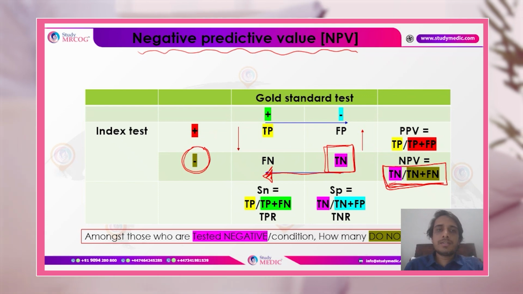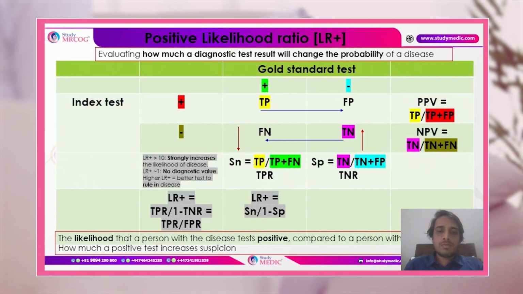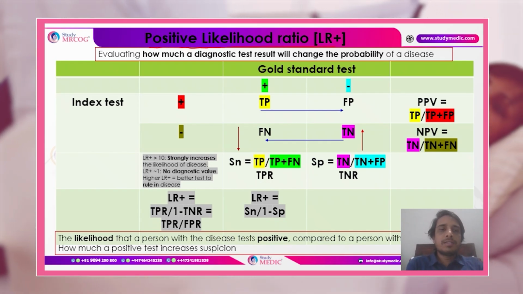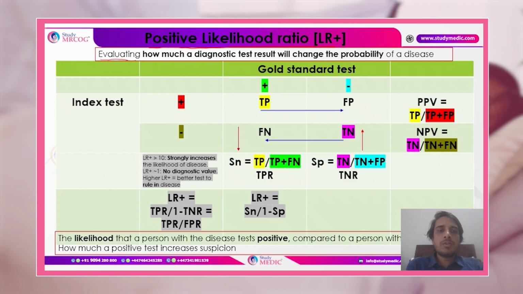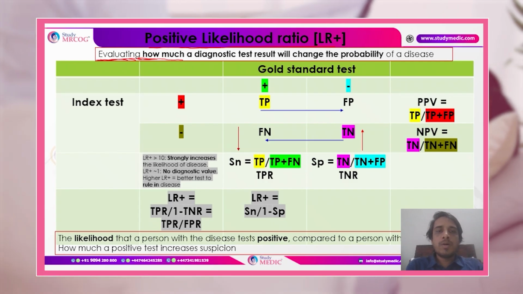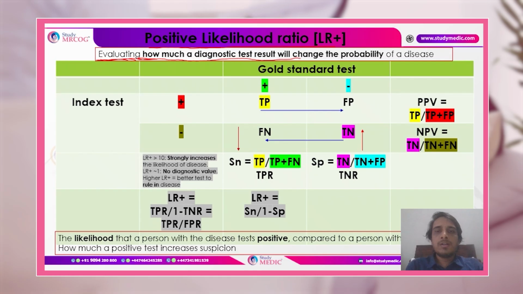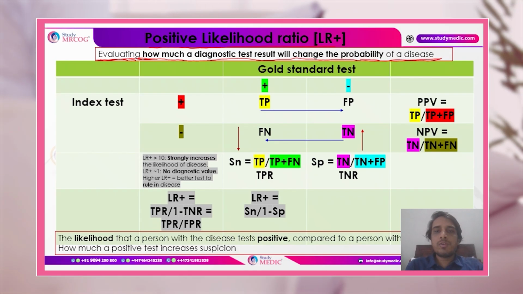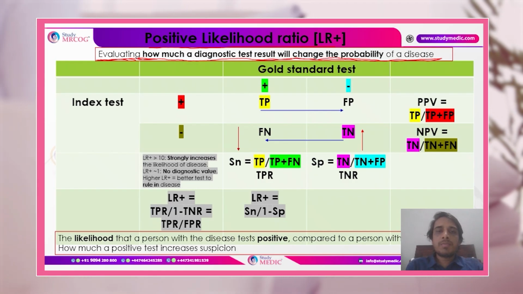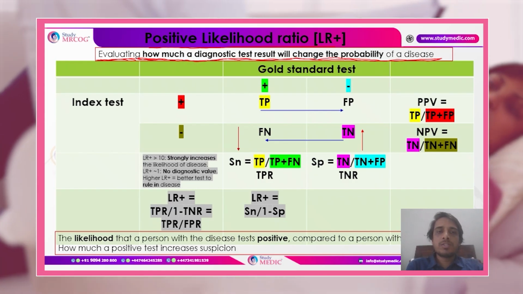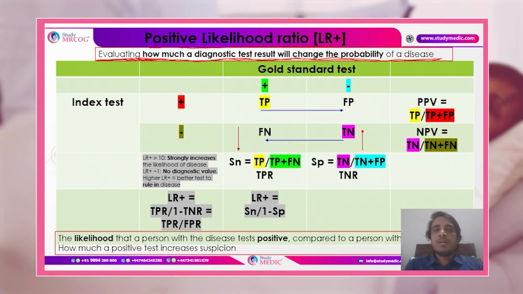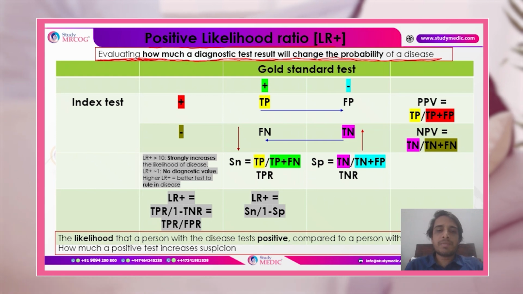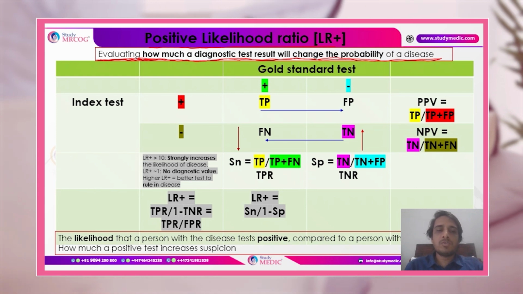Now what is the positive likelihood ratio? It is used if you want to evaluate how much a diagnostic test result will change the probability of a disease. So before the test, what is the probability of the disease, and after the test, how much this diagnostic test result will change the probability of that disease being present. That is called the positive likelihood ratio.